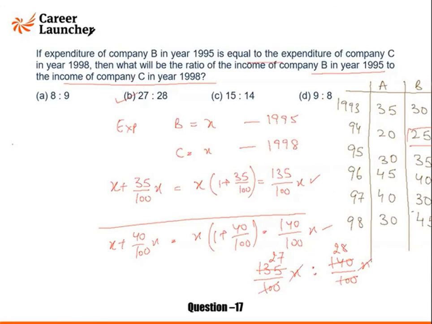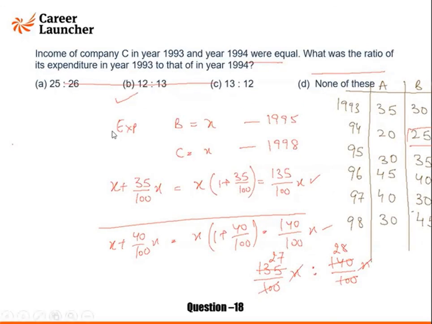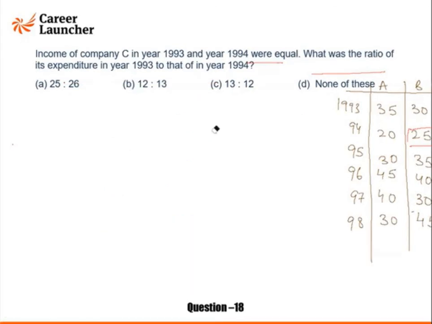So next is question number 18. Let's try this. It says, if the income of company C in the year 1993 and year 1994 were equal, so whatever the income of company C was in 1993, that is the income of the company in 1994 also. Okay, so let's talk about C's income. The profit is 30% over here. The profit is 40% over here. So what was the ratio of expenditure in the year 1993 to 1994?